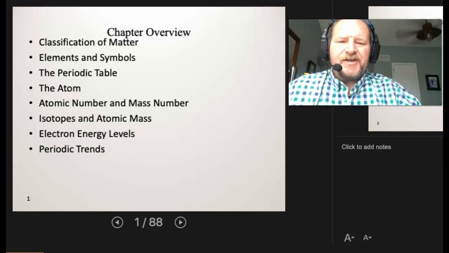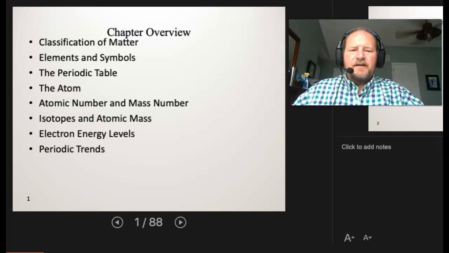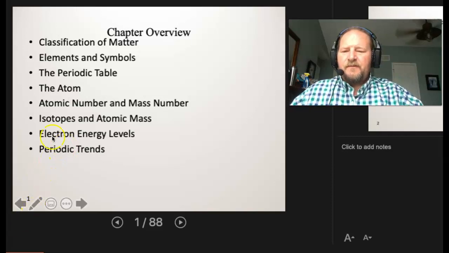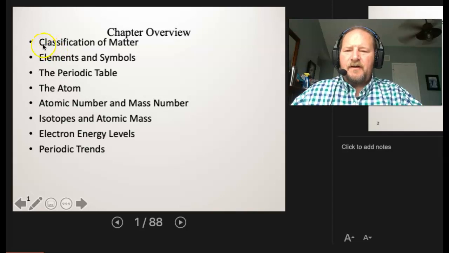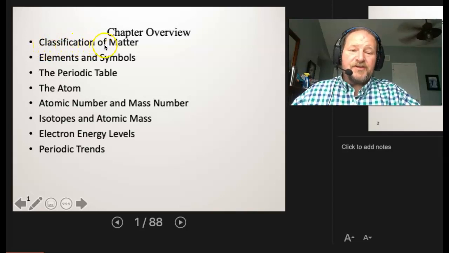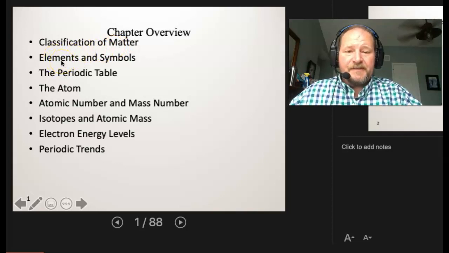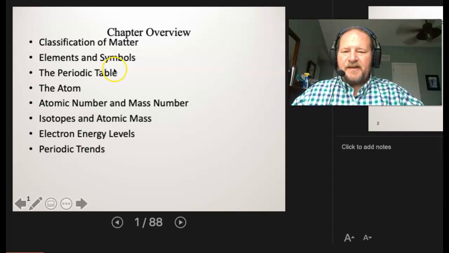Okay, so in these chapters, what we're going to be looking at is the atom itself in the periodic table. So we're going to be focusing in on classification of matter, which is what we finished up the last sections with. And then we're going to simplify that into substances. So that means we're going to be focusing on our elements, and we're going to be talking about elements and symbols, and of course how that relates to the periodic table.